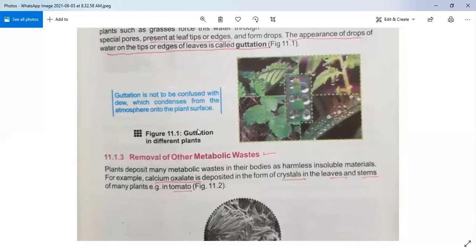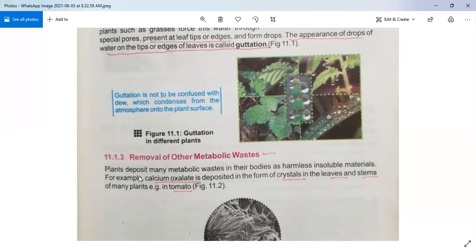Okay. Now the third step, how homeostasis happens in the body of a plant. There is another step, which is called removal of other metabolic waste. In the first point, we discussed the removal of extra carbon dioxide and oxygen. Then we discussed removal of extra water, how it is removed from the body of a plant. And now we will discuss removal of other metabolic waste. Metabolic wastes are those which are not important for the body of a plant. Actually, they are harmless, insoluble materials.